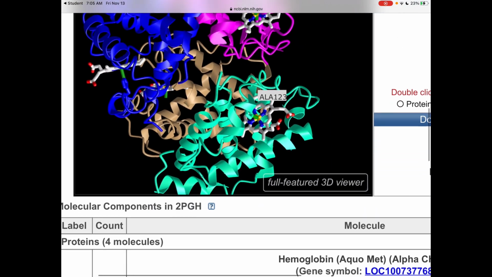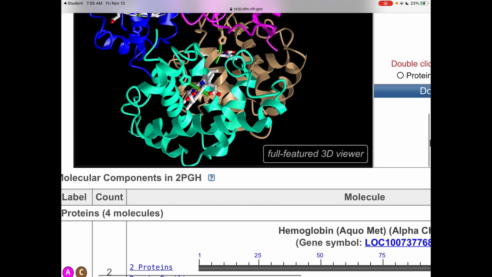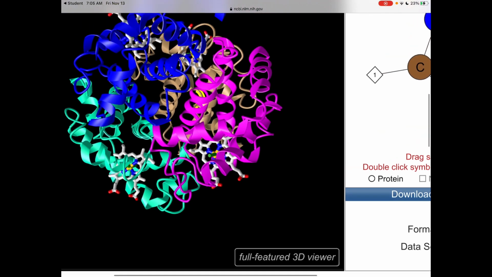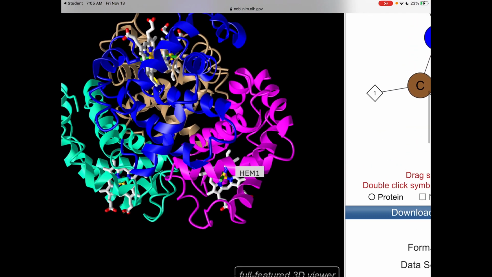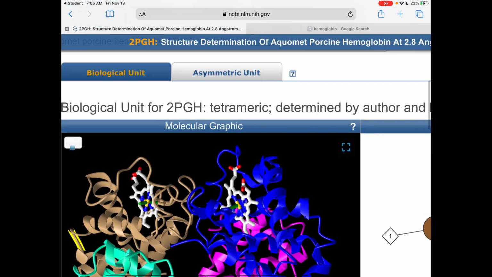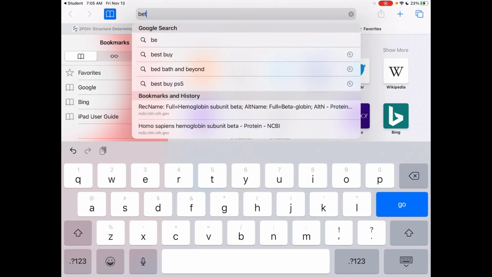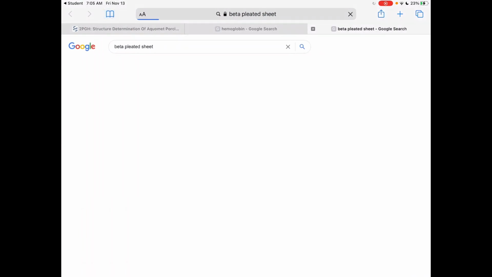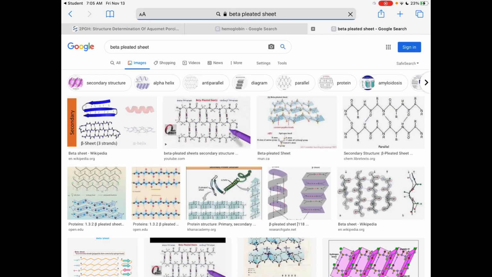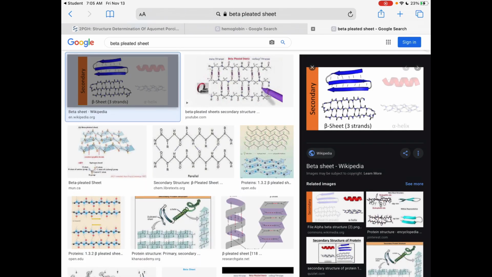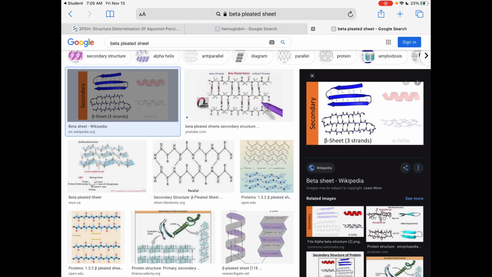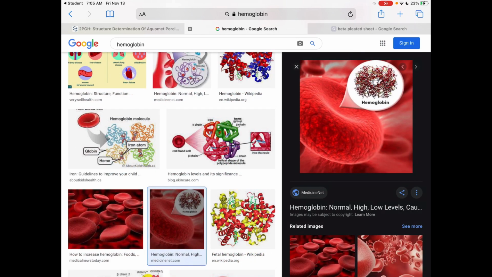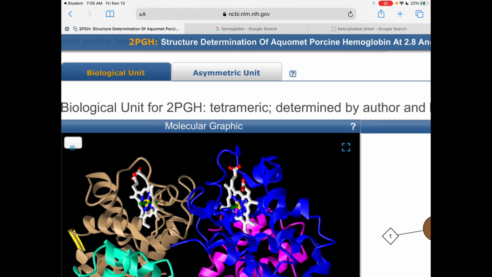Okay. Also, a beta pleated sheet, it's tough to see here. They usually zigzag across. So let's just look for a beta pleated sheet. And the image you could see right here in this beta pleated sheet is just going to go back and forth. So you're just going to identify beta pleated sheets. Oh, by the way, we're looking at hemoglobin, which is a protein on the red blood cell.